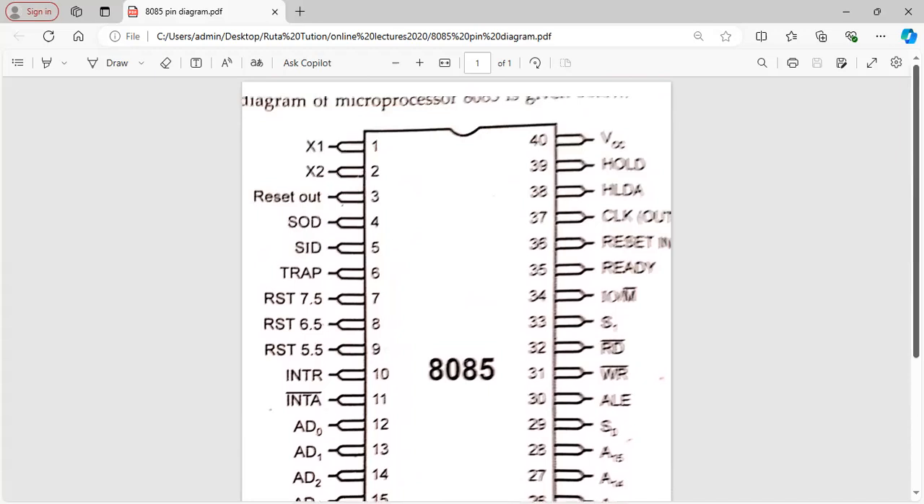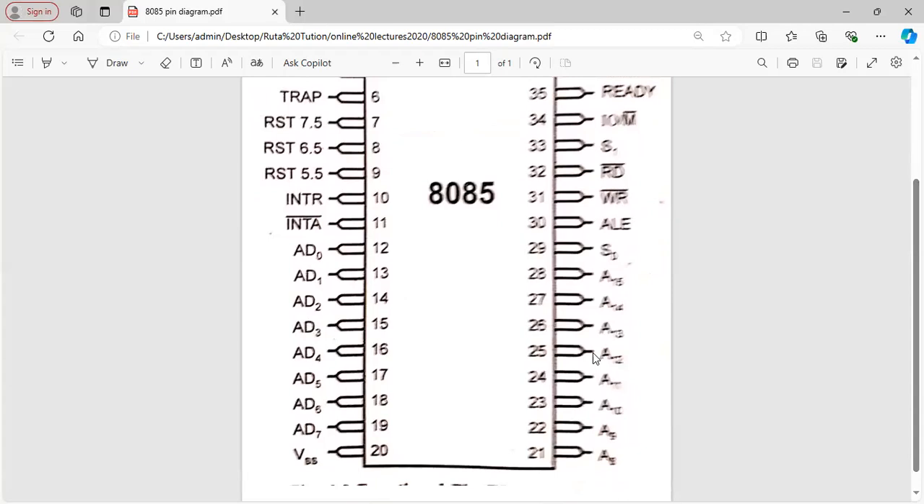So pin function, you must do it properly because in the final exam also any 3 pins are asked for explanation. Whether it is an input pin, whether it is an output pin, and what is the function of it, that you should see. So pin number 40 is plus VCC, that is plus 5 volt is given through this pin. So input pin. VSS is pin number 20, that is nothing but 0 volt is given through this pin.